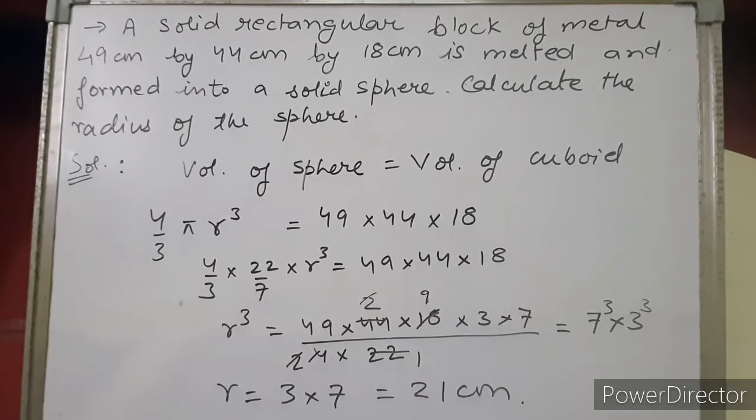So that means the radius of the sphere which is formed, which is obtained after melting a cuboid of dimensions 49 centimeter by 44 centimeter by 18 centimeter, is 21 centimeter. Alright children, please note down the solution.